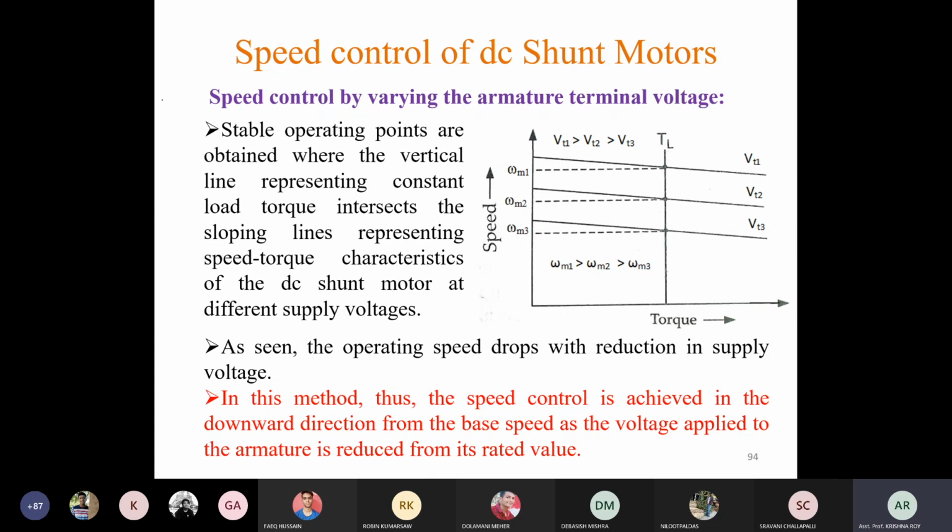Okay, so we cannot get a speed greater than base speed or rated speed by this method of speed control. Is it clear? Yes, sir.